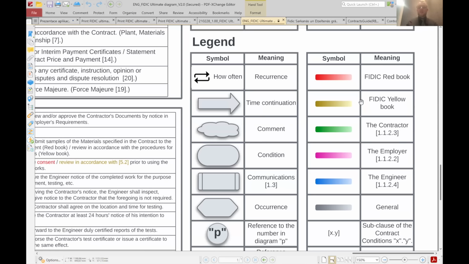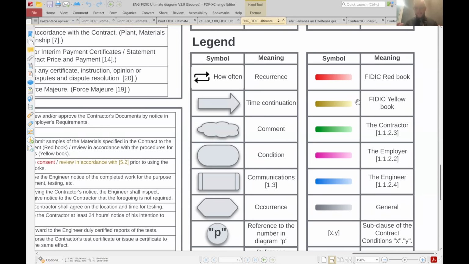The next important part is the colors. So we have Fidic red book 99 and Fidic yellow book 99. The logic is that the red color is for the red book 99, and the yellow is for the yellow book 99.